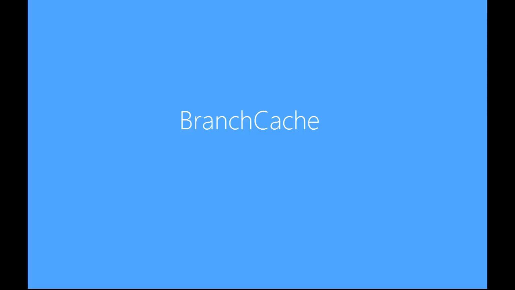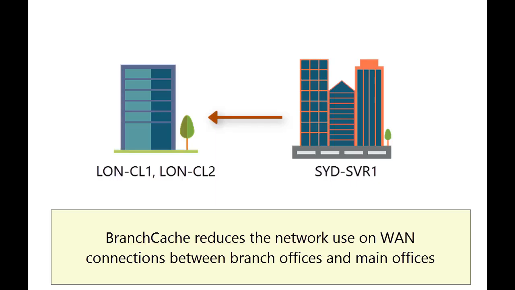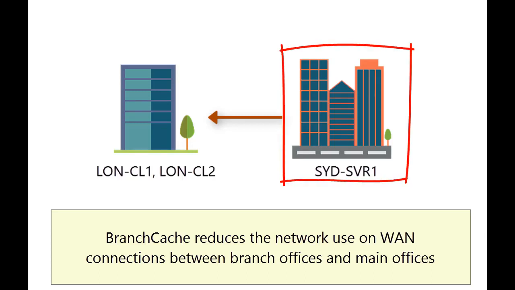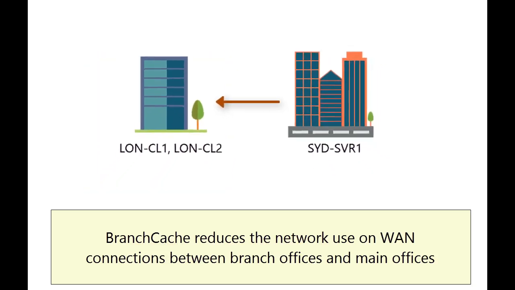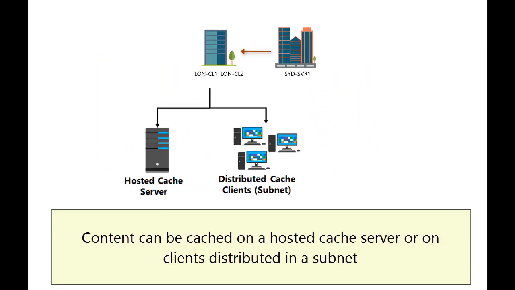In this demonstration, we'll take a look at BranchCache. BranchCache reduces the network use on wide area network connections between branch offices and main offices. For example, if you have a file server, web server, application server in a main office, and it's providing content to clients in a branch office, well, it just makes sense that you would want to store or cache that information in the branch office.